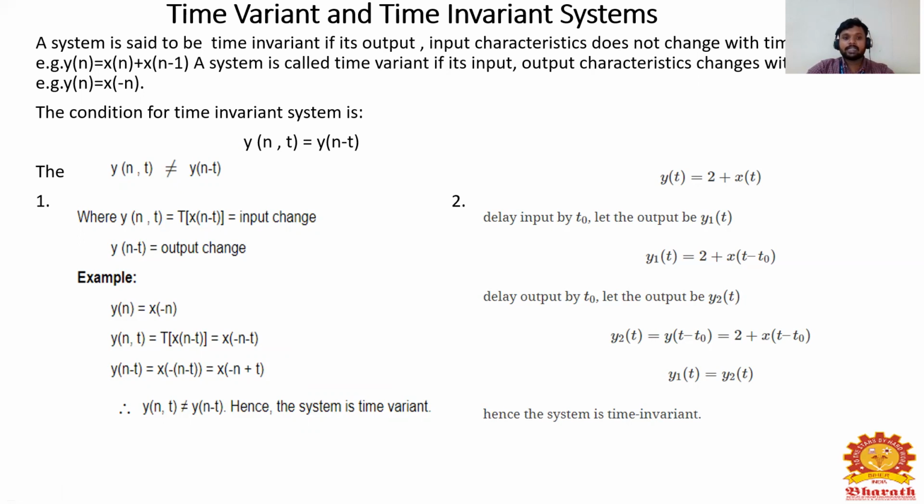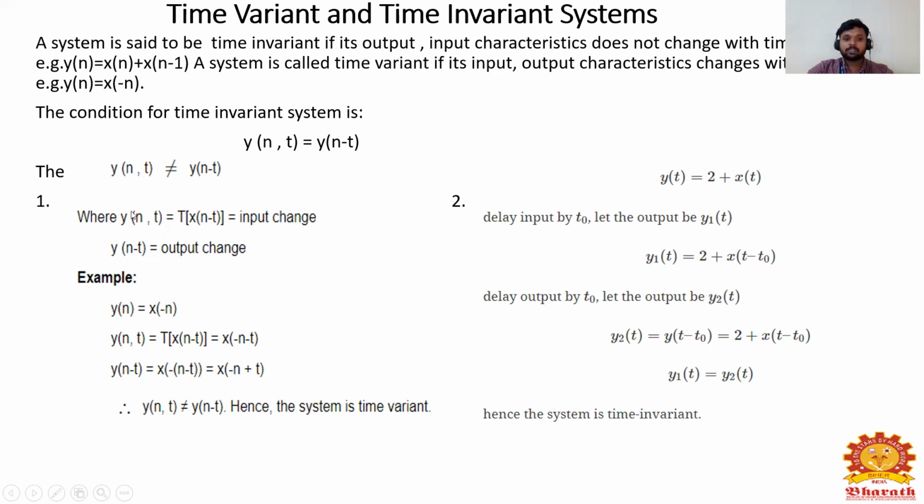The condition for a time invariant system is y of n comma t is equal to y of n minus t. So if y of n comma t is equal to y of n minus t, then the system is called time invariant. If it is not equal, then the system is called time variant. So let us see some examples for time variant and time invariant. y of n comma t is equal to T of x of n minus t, that is where the input changes. y of n minus t is where the output changes.